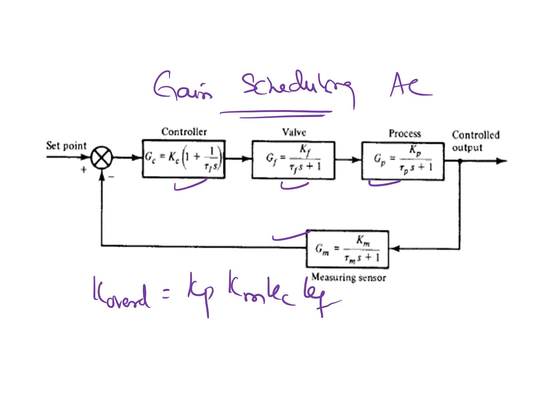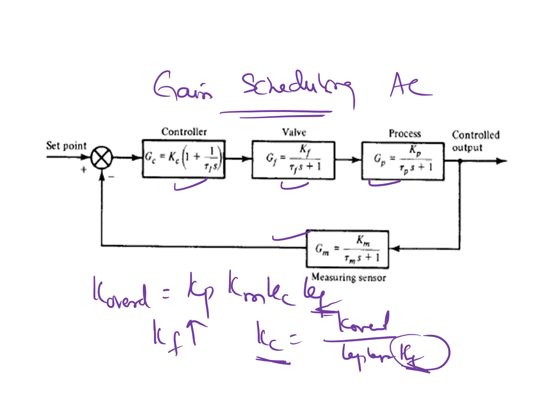Say for example, your KF changes. KF is varying. So we have to calculate the controller parameter. How do you calculate KC? KC equals K overall divided by KP, KM, KF. So if your KF changes, accordingly your controller parameters will be changing. So you have to devise a new mechanism so that whatever changes are applicable to this gain are taken care of by the adaptive mechanism. That is called gain scheduling. We are considering only the gain. So how do we do that?